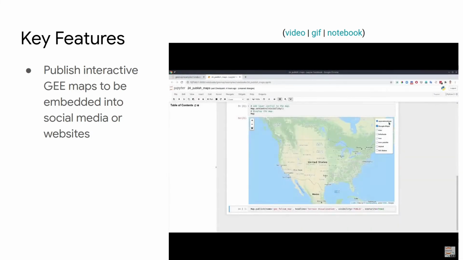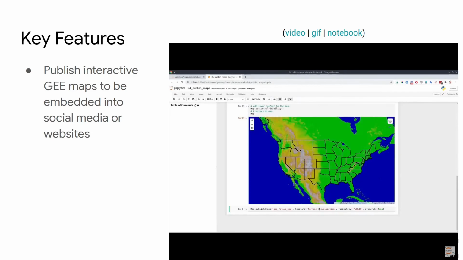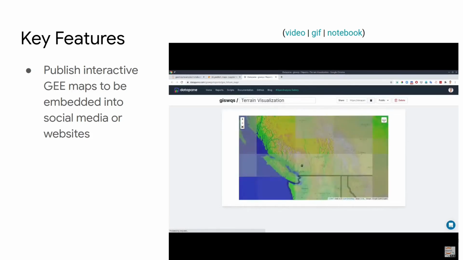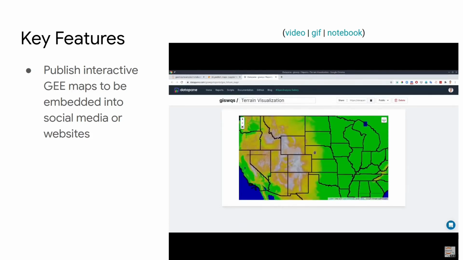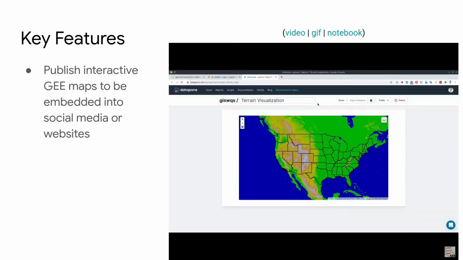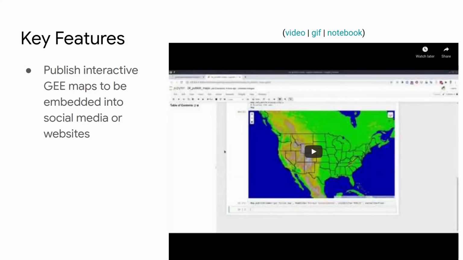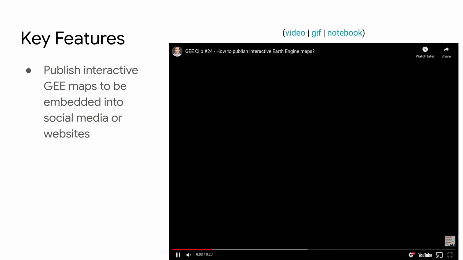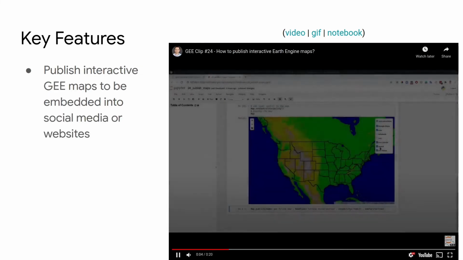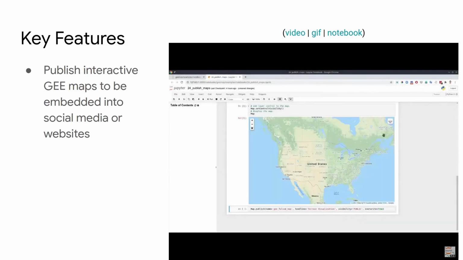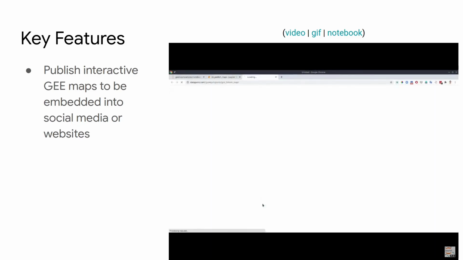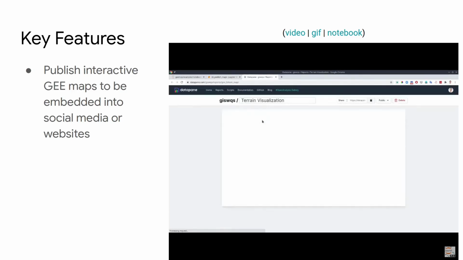Similarly, besides creating maps that you can put into your journal publication, you can also create interactive maps, because some of the maps that you create might be static, but it would be nice to have some interactive maps that you can, for example, embed into social media, so other people can also visualize your data and your products. This is also something you can do using geemap easily, just one line of code.